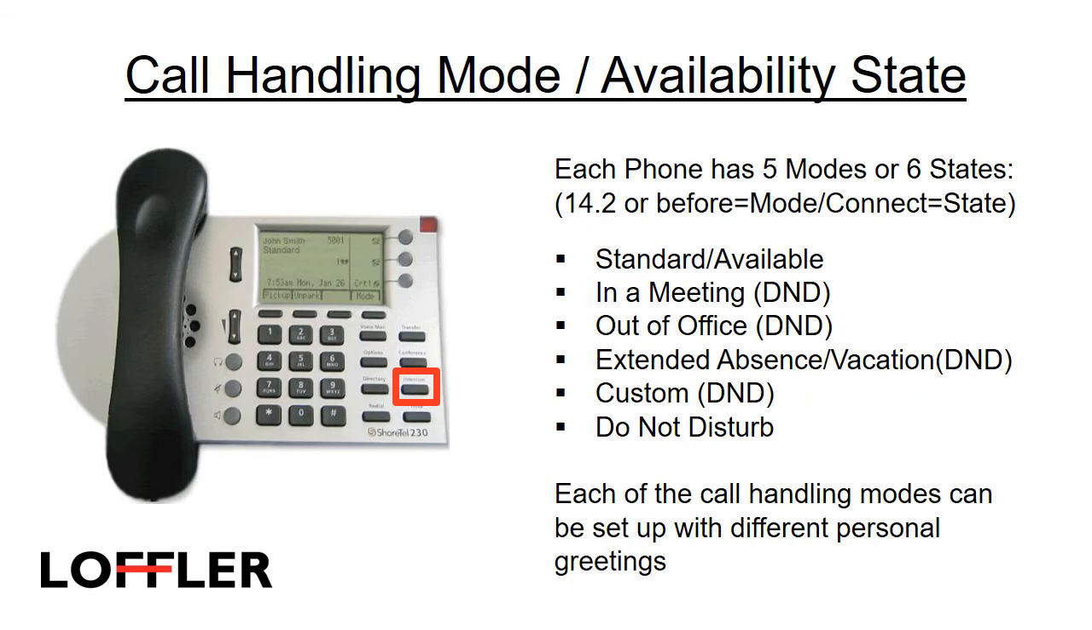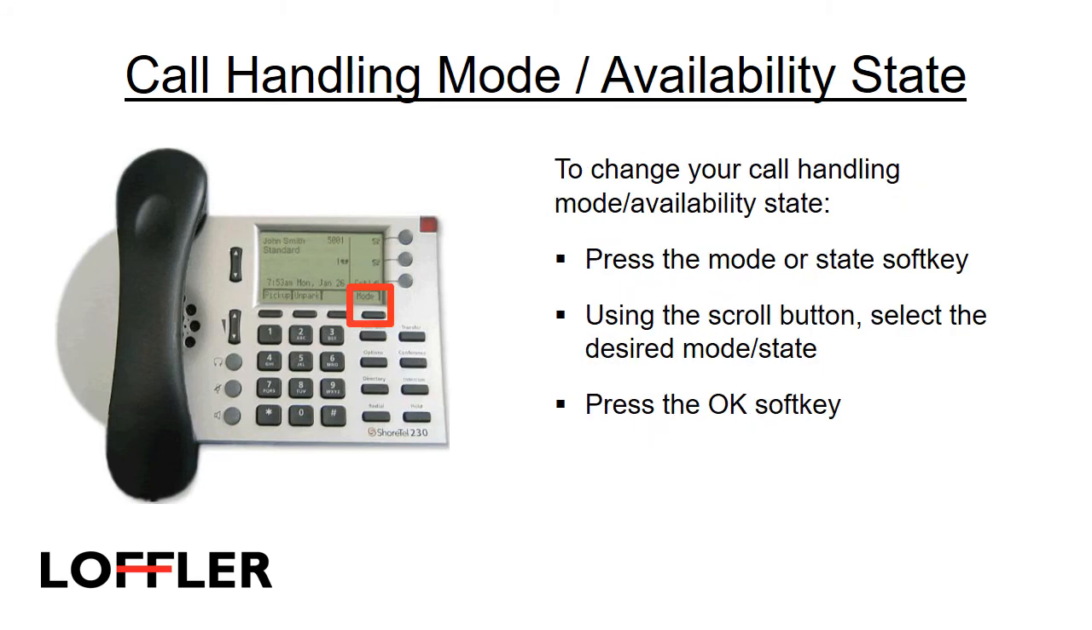Each phone has 5 call handling modes or 6 availability states. They are Standard or Available, In a Meeting, Out of Office, Extended Absence or Vacation, Custom, and Do Not Disturb. Each call handling mode can be set up with a different personal greeting. To change your call handling mode or availability state, press the Mode or State soft key. Using the scroll button, select the desired mode or state. Press the OK soft key.